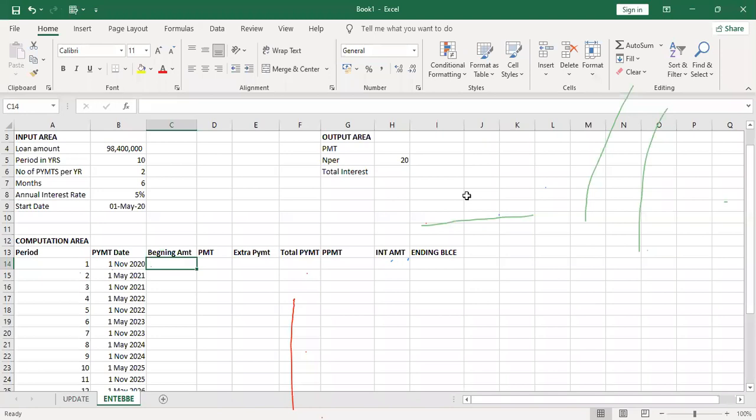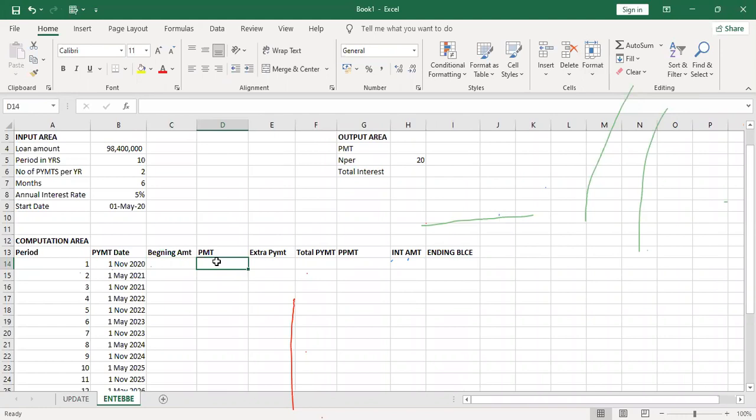Then the beginning amount and the ending balance are calculated concurrently. So these two columns, the beginning amount and the ending balance, leave them. They are calculated concurrently. So let us go to PMT. What is PMT? PMT is the periodical payment. Periodical payment means that when you borrow money, you are supposed to pay back a given installment every after 3 months, 6 months, and so on. That amount you pay back is what we call the PMT, periodical payment.